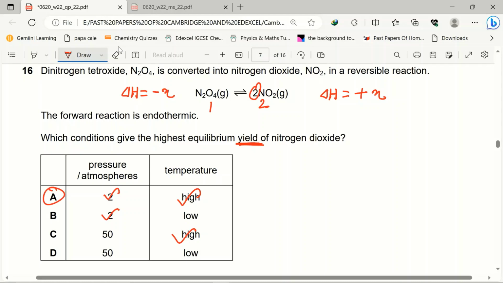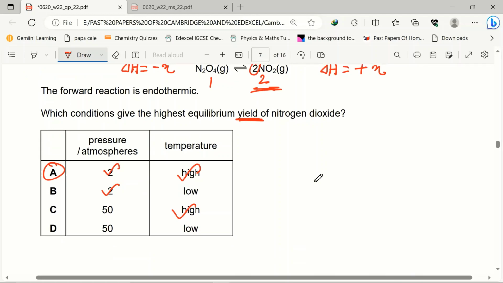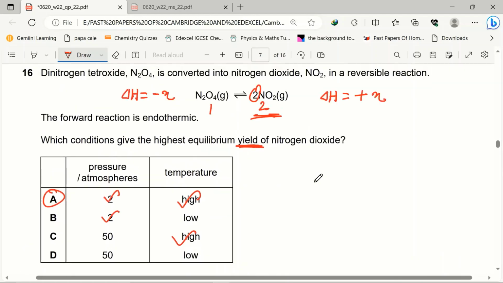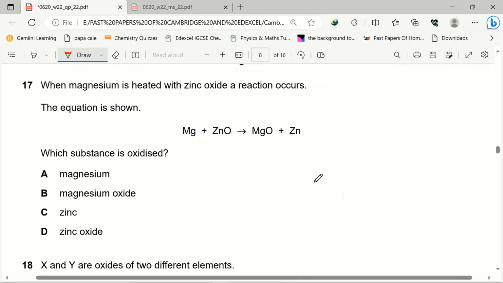More bedrooms, so my guests can come. But if we have high pressure, it means fewer bedrooms, so we will not invite guests. Maybe we'll say come later if we get a bigger residence, right? So 16 is working like that. 16A is the correct answer.